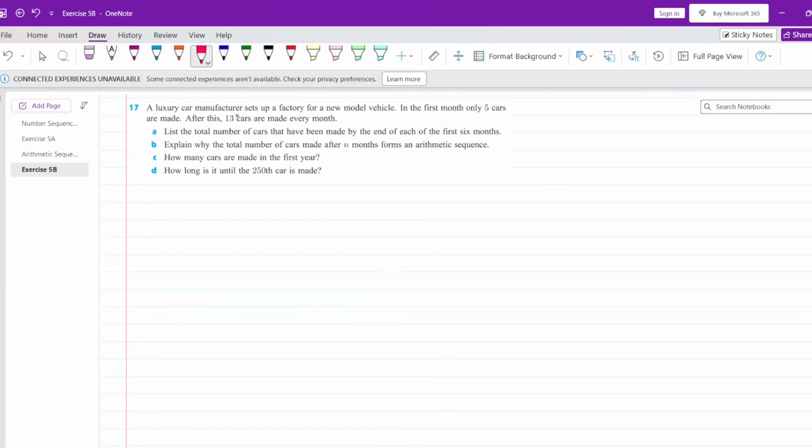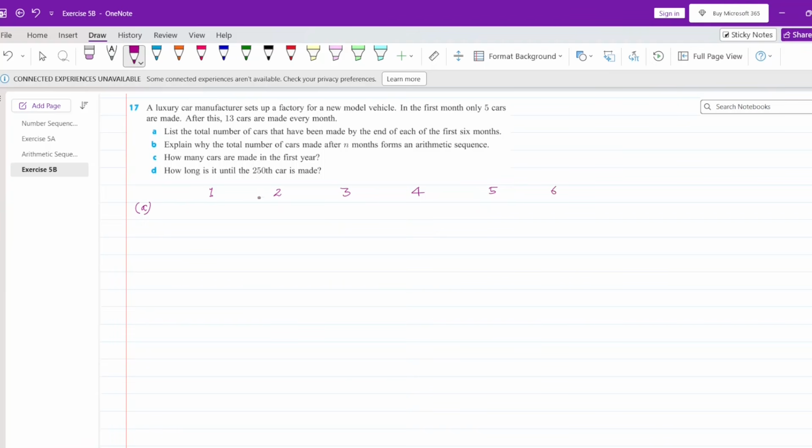A luxury car manufacturer sets up a factory for a new model vehicle. In the first month, only 5 cars are made. After this, 13 cars are made every month. List the total number of cars that have been made by the end of each of the first 6 months. So let's say this is the end of first month, this is the end of second month, third month, fourth month, fifth month, and sixth month.